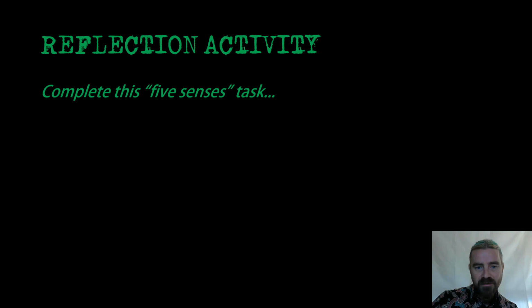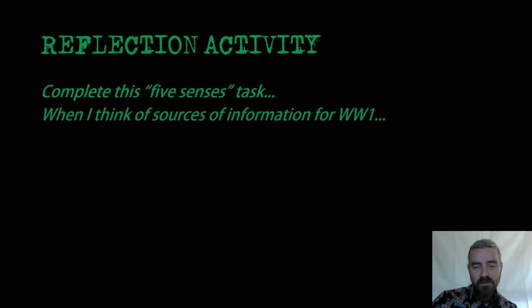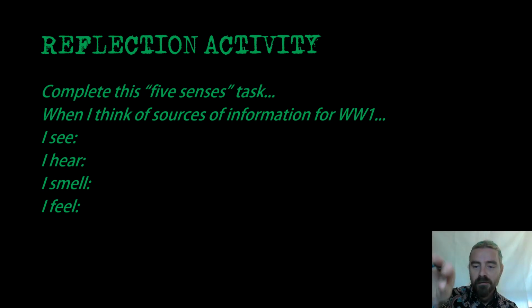And now it's time for our reflection activity. We do that at the end of each lesson to kind of try to solidify what we've talked about. So, complete this 5 senses task. When you think about sources of information for World War One, what do you see? What do you hear? What do you smell? What do you feel? Like touching, feeling, not your emotions, as in like with your fingers. And what do you taste? So complete those 5 things. I see, I hear, I smell, I feel, and I taste.